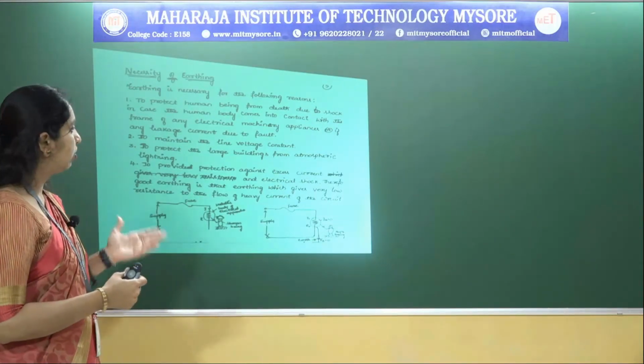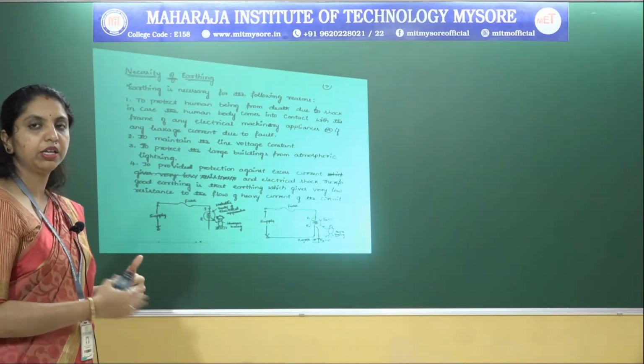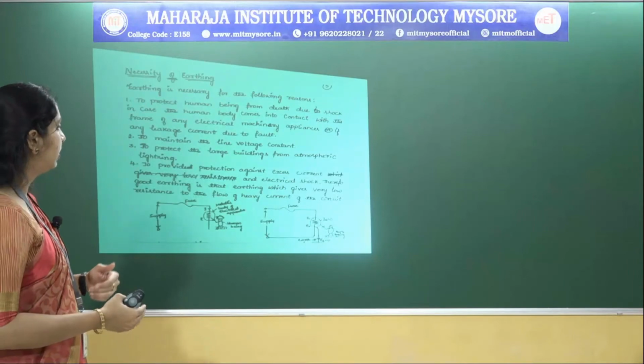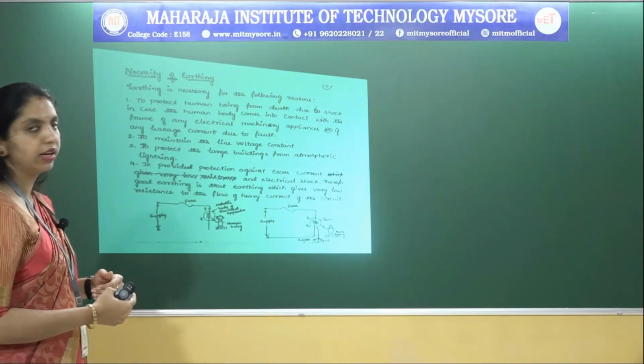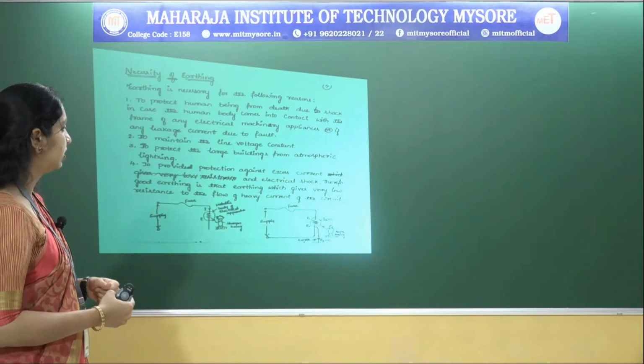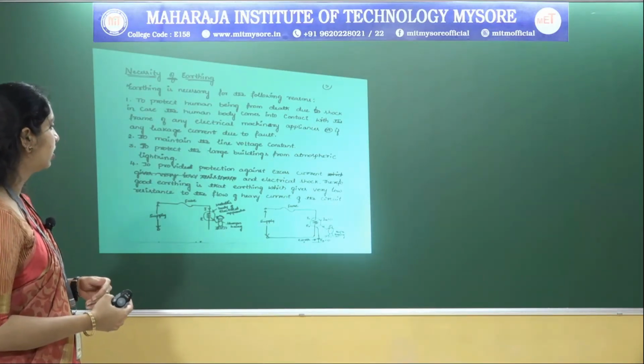To maintain the line voltage constant, we go for earthing. To protect large buildings from atmospheric lightning. And to provide protection against excess current and electrical shock.